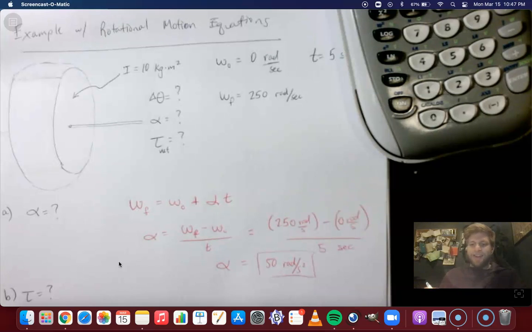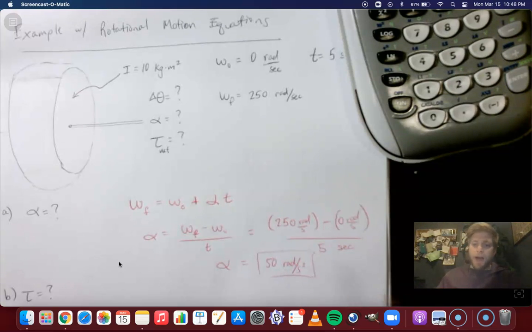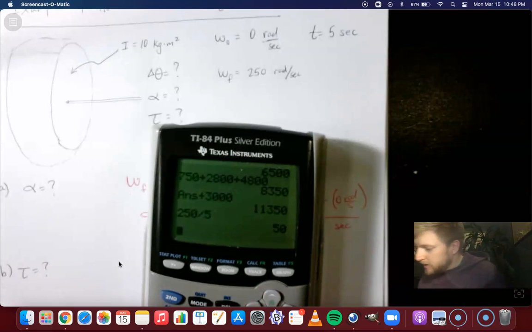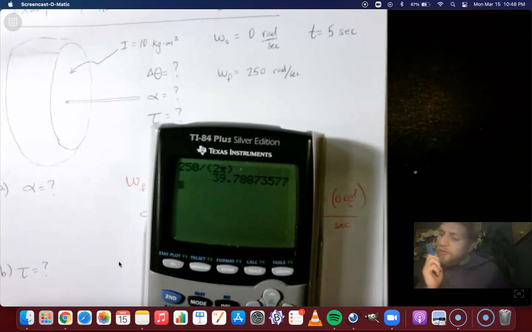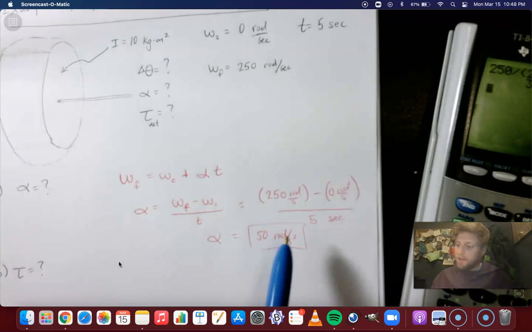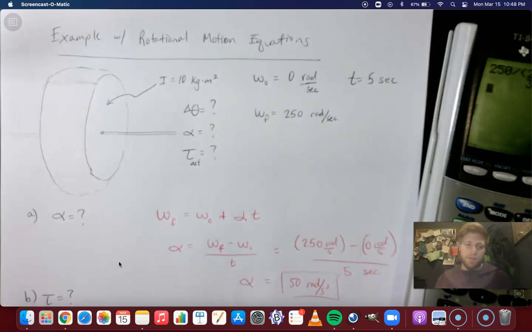So you might wonder, is that fast? Is that slow? Keep in mind that one circle is 2 pi, or about 6.28 radians. So if we take 250 and we divide by, let's call it, 2 pi, you get about 40 rotations per second here. That's pretty fast, and this is increasing that speed very rapidly as well. So this is quite an acceleration. This might be something like an angle grinder or something of that nature.